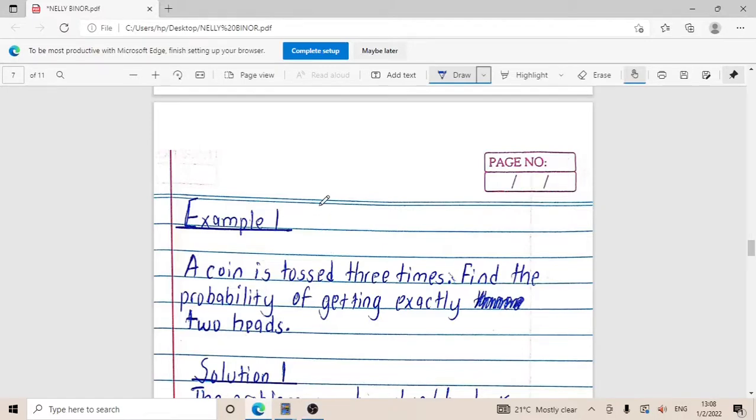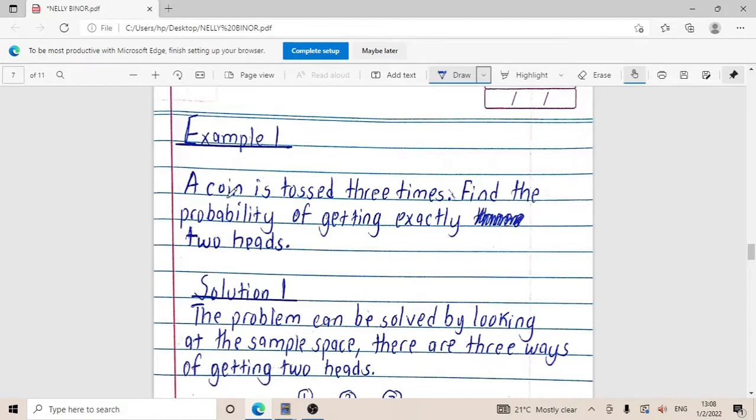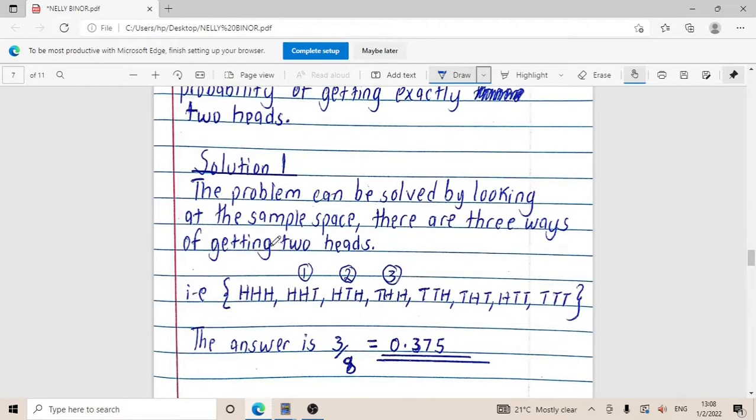So after pressing it on the calculator, the next thing is we're having an example. Example 1. A coin is tossed 3 times. Find the probability of getting exactly 2 heads. So with this, we're having solution 1. You can either find it like this. The probability can be solved by looking at the sample space.